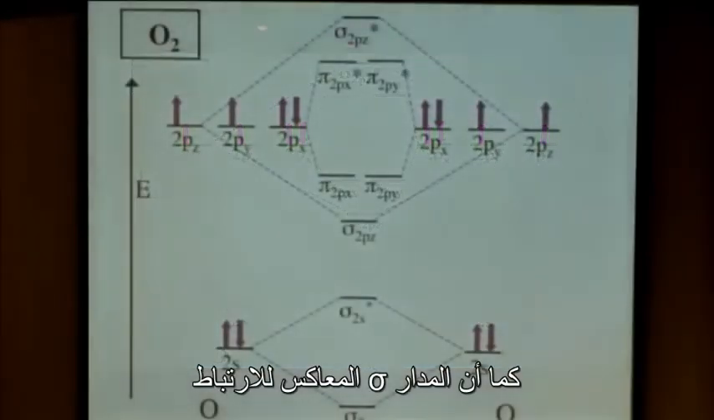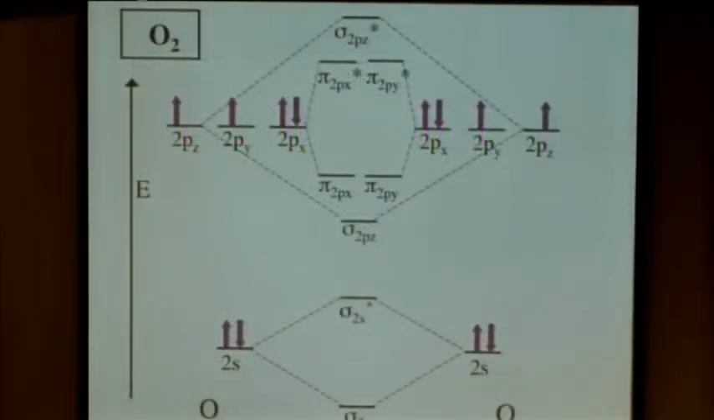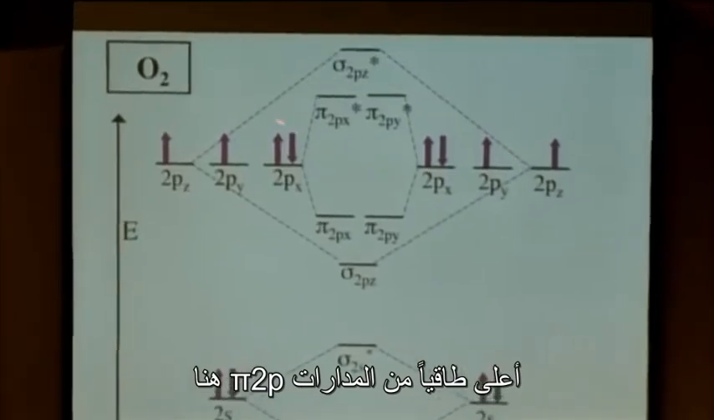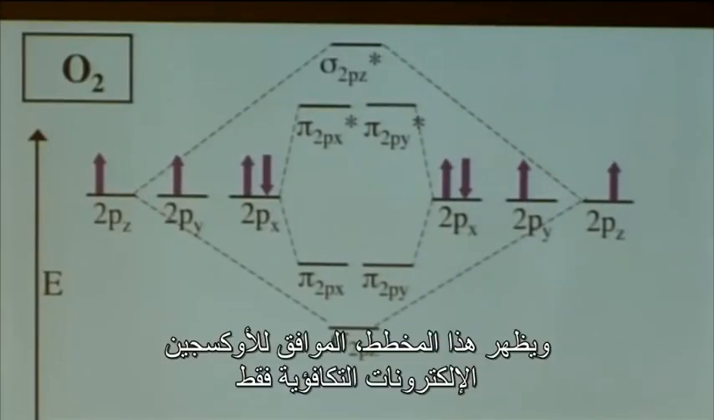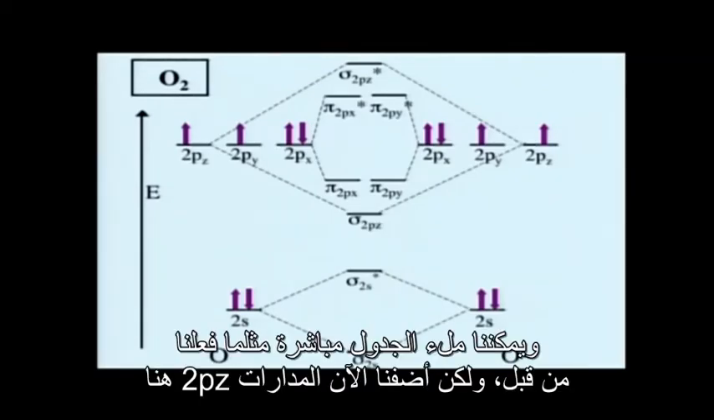And the anti-bonding sigma orbital is going to be higher in energy than the pi 2p orbitals that we have here. So in oxygen, again, this is just showing the valence electrons. We end up having 6 valence electrons from each oxygen atom. We can fill up our table just like we did before, but now we have included our 2pz orbital here.